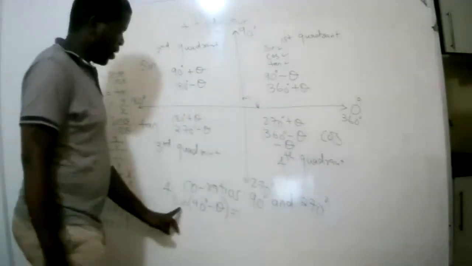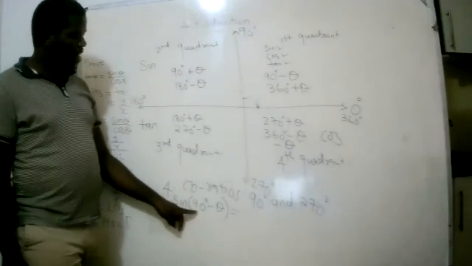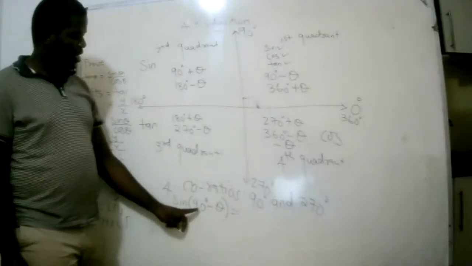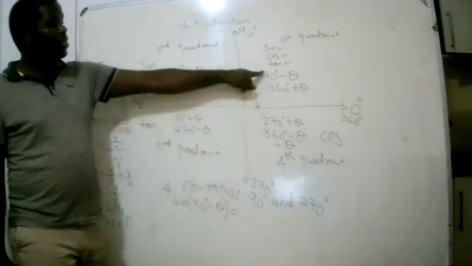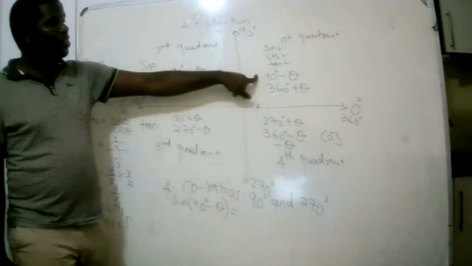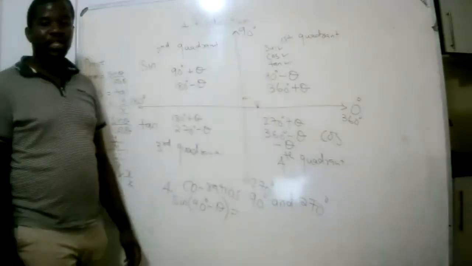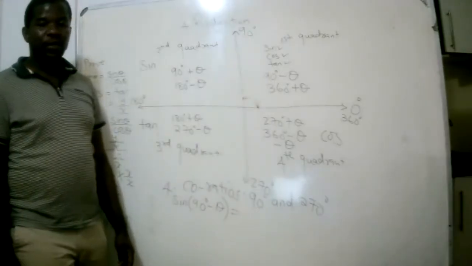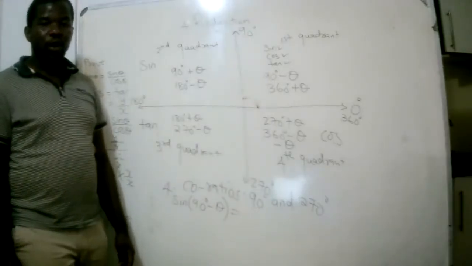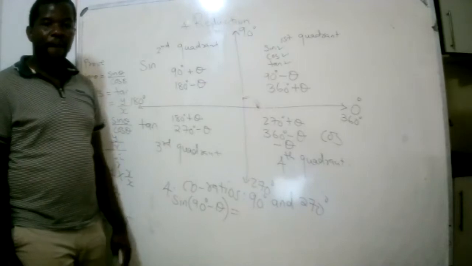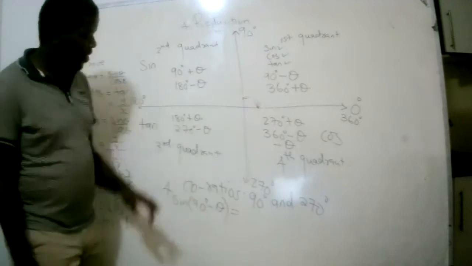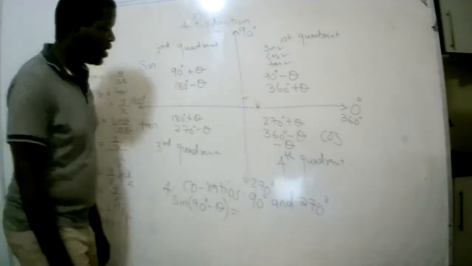So let's check what we have here. We have sine of 90 minus theta. So we must investigate, where do we have 90 minus? 90 minus is on the first quadrant. On the first quadrant, which trig ratio is positive? All of them. Therefore, it means the answer we need to get here is positive.